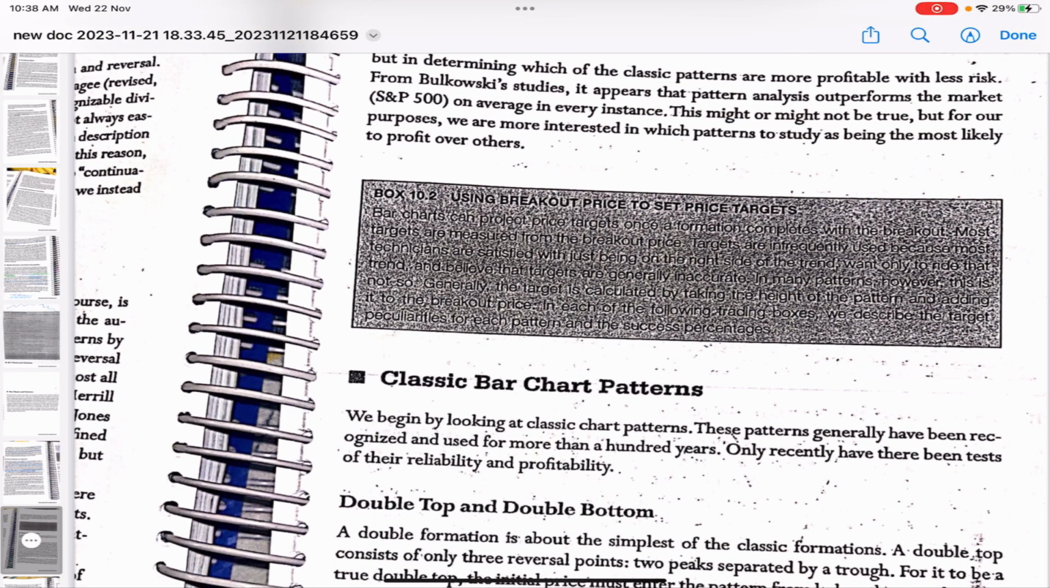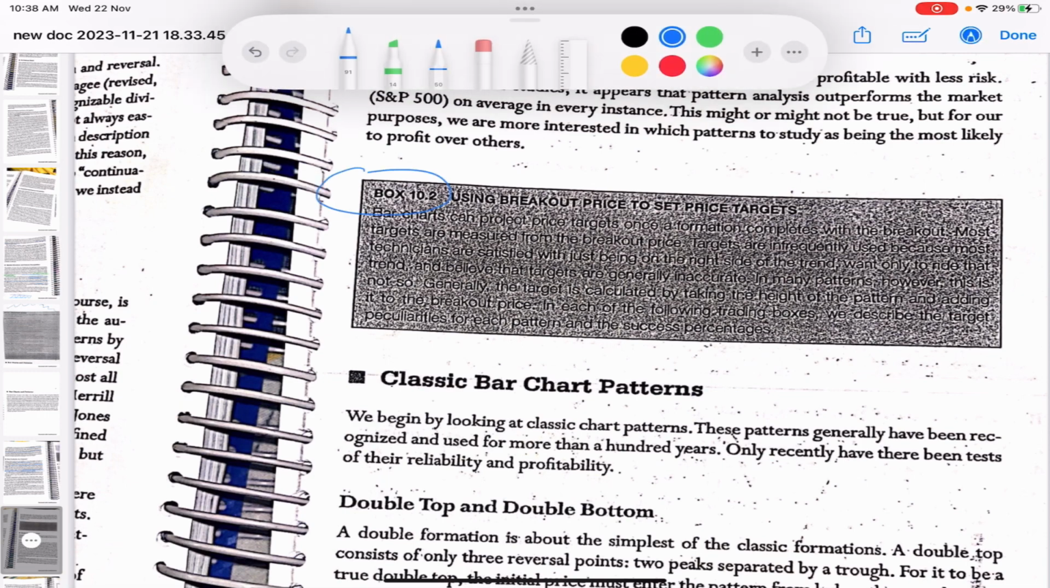Let me open my book since the box is not visible at all. So Box 10.2, which is over here, can you see the box? Just a second. Yeah, this one. What it's talking about is how we use a breakout price to set targets. A bar chart can project price targets once a formation completes with the breakout. Most targets are measured from the breakout price. So how you measure, for example, let's say you are measuring a W pattern and here there is a breakout, then you will measure this area and place it from the breakout area, and you will book your target over here.